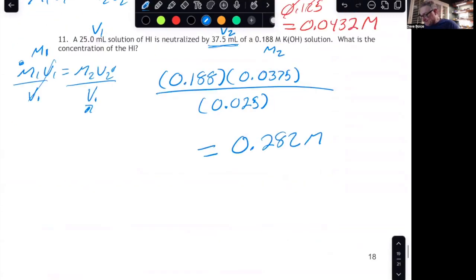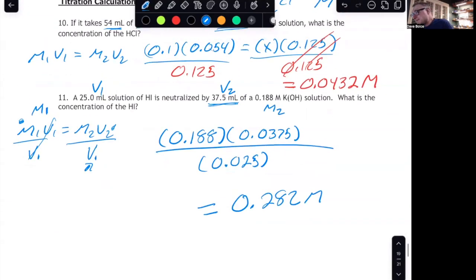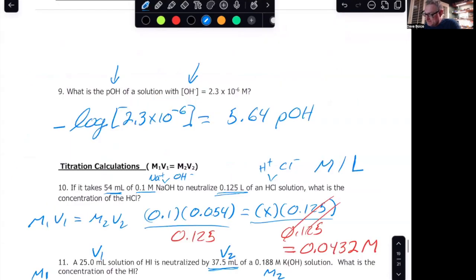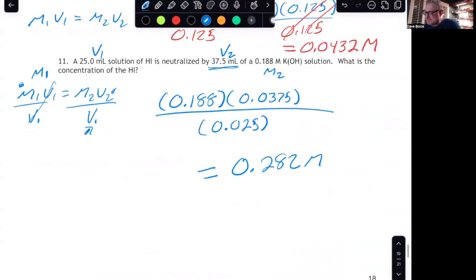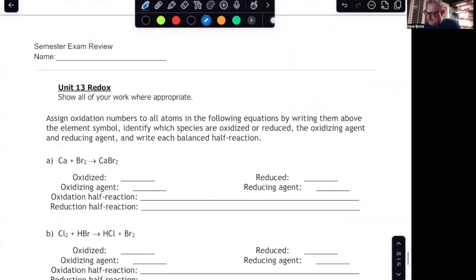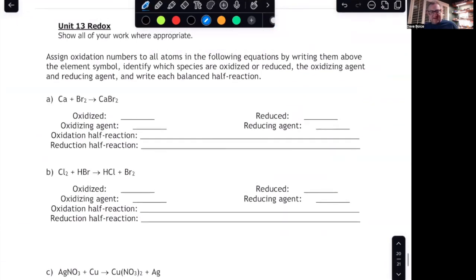Okay, so that was it for acid and base. Acid and base is very much shortened. That means there's pretty much nothing on there you can ignore. So make sure you know how to do all of these calculations. For molarity, we're going to stick with the M1V1, make it a little bit easier, but make sure you know what you're doing on these. Okay, let's move on to redox.